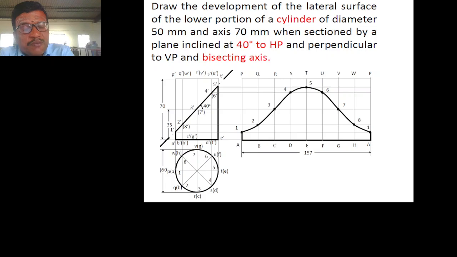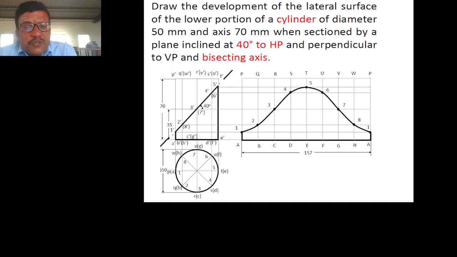So now it is similar to the prism. Now we come to the section plane. The section plane is given as inclined 40 degree to HP and perpendicular to VP. So coming to the top view, from the XY axis, draw a line. First mark the axis point, bisecting the axis. Then name it. So this is the axis which is overlapping the cylinder's line.